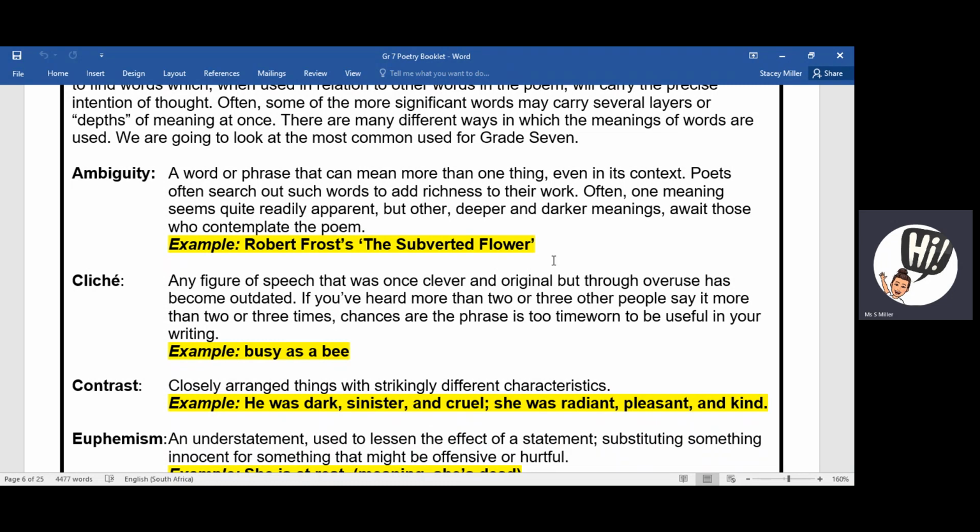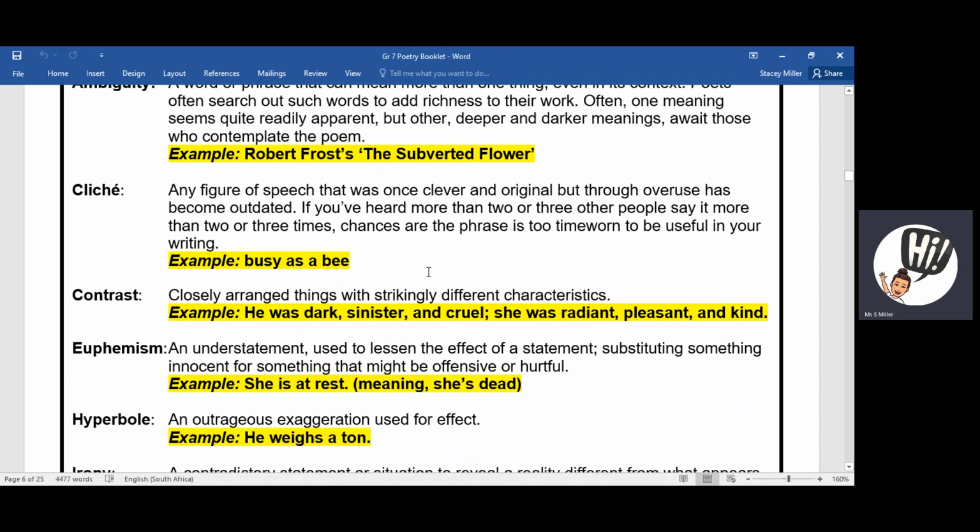So if one day in high school or university, you choose to do creative writing or poetry as a subject, you are going to contemplate the poem. You're going to study them. You're going to research why this person wrote about it. Find out who the person was. What does the poem mean that you're contemplating? So Robert Frost here, for example, is an excellent poet, writes the most beautiful poems, and you will have heard some of them in movies and things. The subverted flower, the word subverted has two meanings. We'll have a look at that later on.